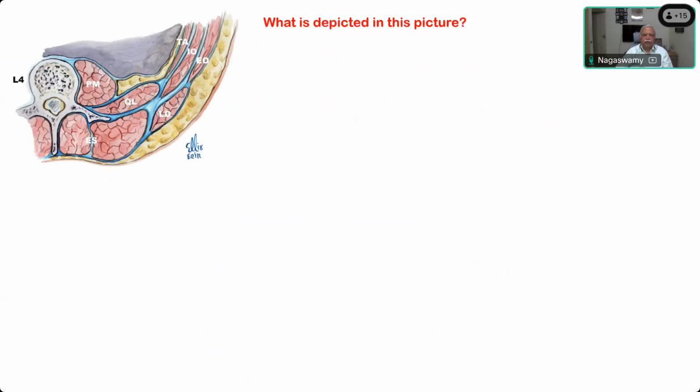What is depicted in this picture? Sir, epidural. You are seeing paravertebral muscles, sir. Thoracic paravertebral muscles, correct. But how to describe this picture? It is the cross section of the abdomen at the L4 vertebral level. Okay. They have taken a transverse section of the abdomen at the L4 level. What are the structures that are being marked here in short form?